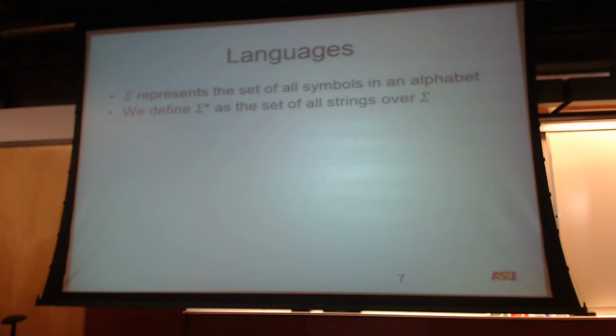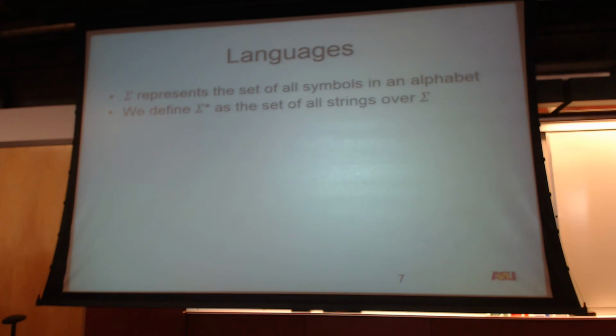Then we define a set sigma star. What is the set sigma star? Sigma star is the set of all strings over sigma. So let's say sigma is ABC. Well, what can be sigma star? All possible combinations of A, B, and C.